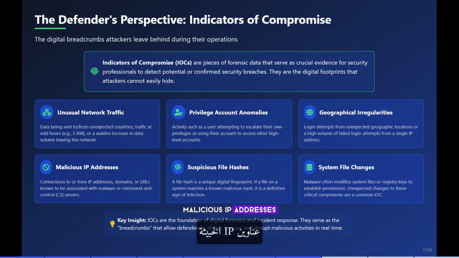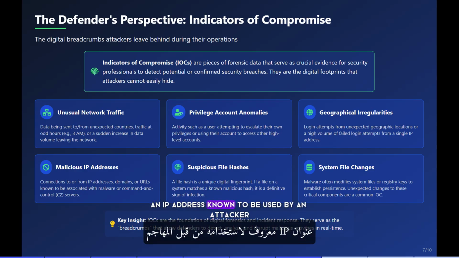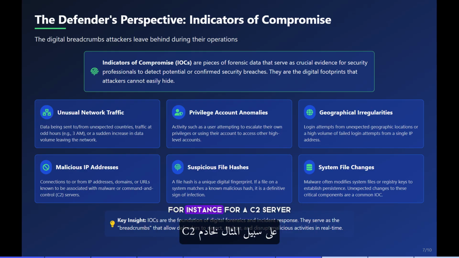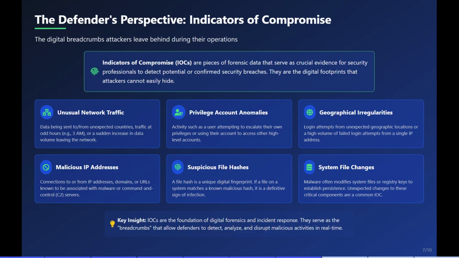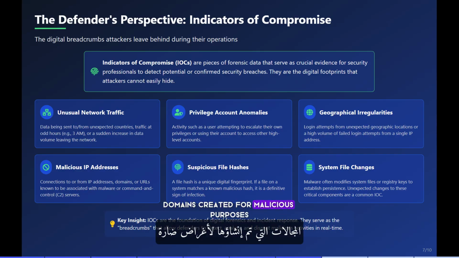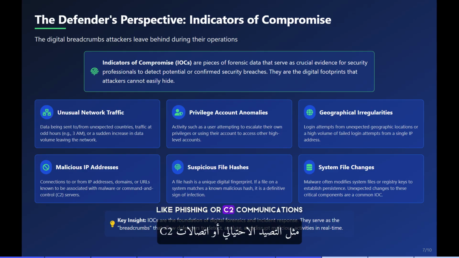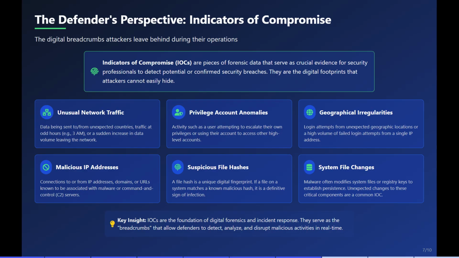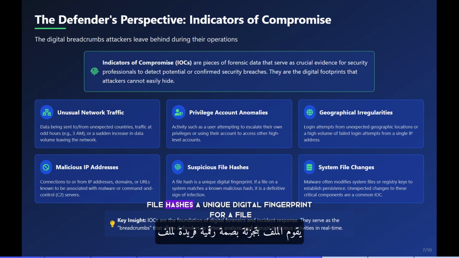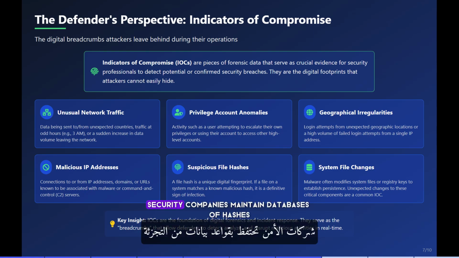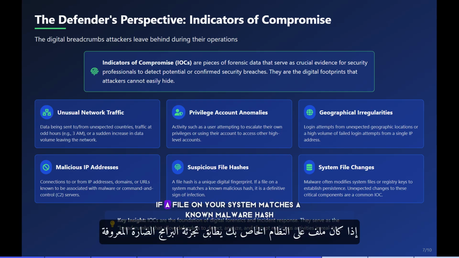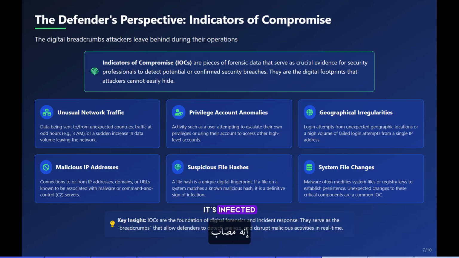Malicious IP addresses. An IP address known to be used by an attacker, for instance, for a C2 server. Suspicious domain names. Domains created for malicious purposes, like phishing or C2 communications. File hashes. A unique digital fingerprint for a file. Security companies maintain databases of hashes for known malware. If a file on your system matches a known malware hash, it's infected.